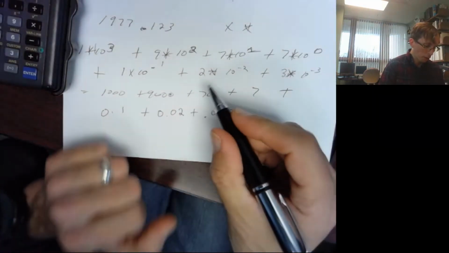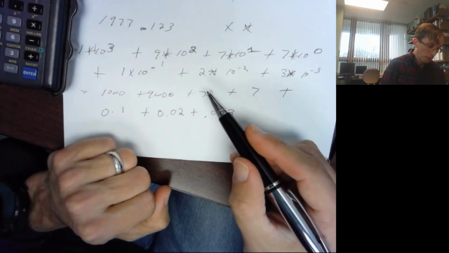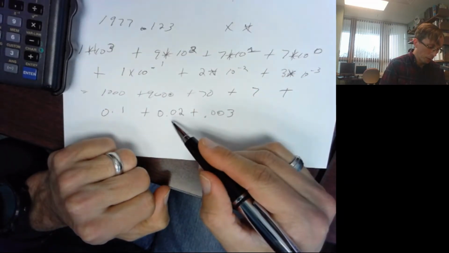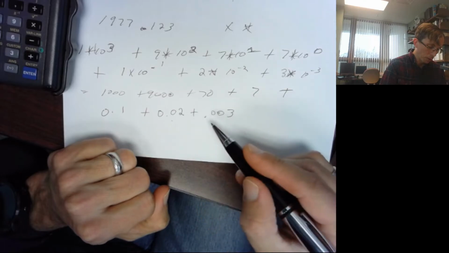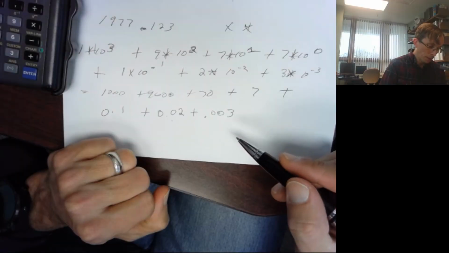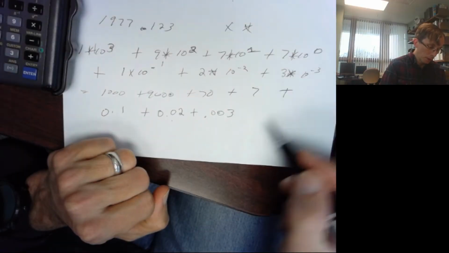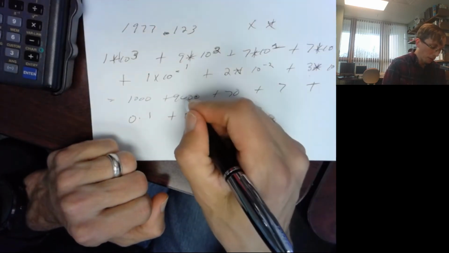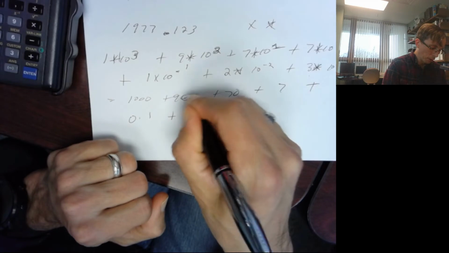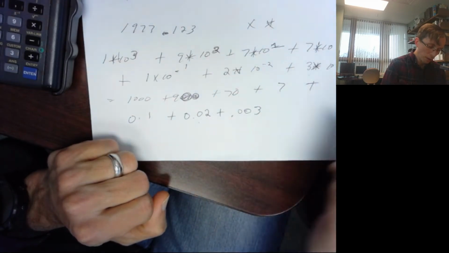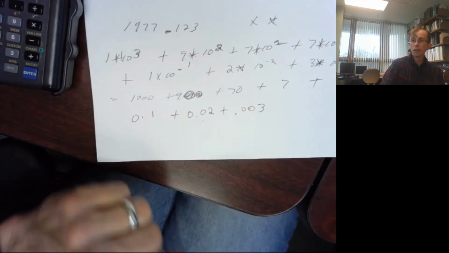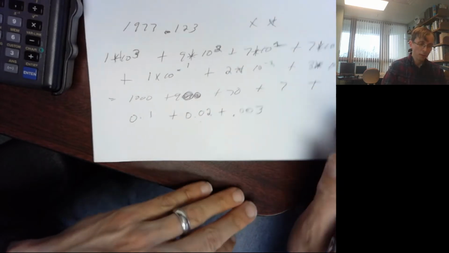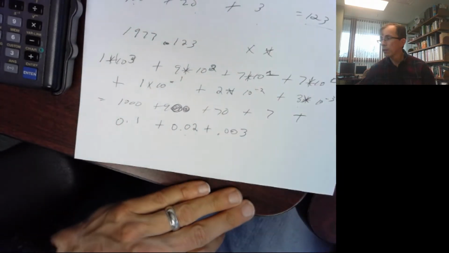Then on the other fractional parts, the 2 times 10 to the negative 2 will be 0.02, and then the 3 times 10 to the negative 3 will be 0.003. And then that'll get you back all your actual parts up here from above. Should be 900 there, and hopefully it gets you started.